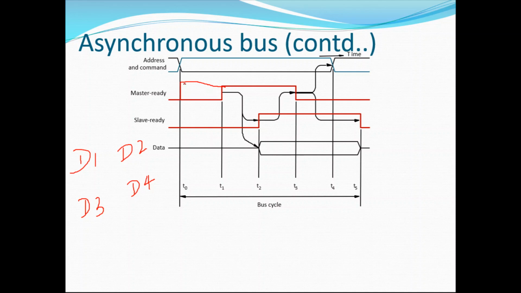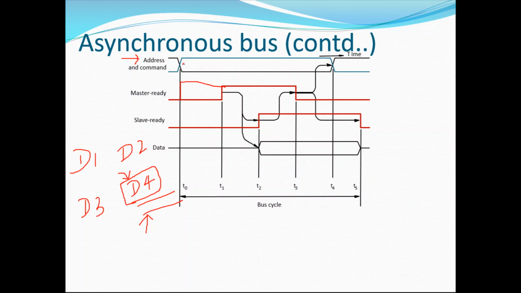This master ready signal may reach D4 first, before D4 is able to see the actual address and the command placed by the bus master. That doesn't mean that D4 is not seeing any address or command. D4 may be seeing some other old address or command which was placed in the address bus previously by the processor.